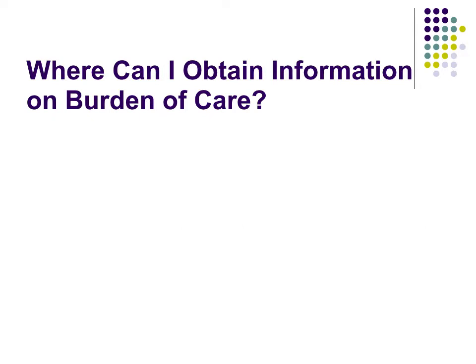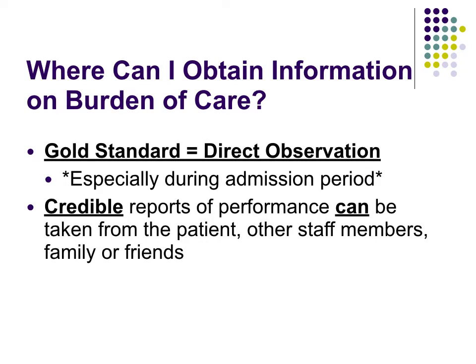So where can information be obtained on burden of care? The gold standard is going to be direct observation, especially during the admission period. We want to establish a baseline for the patient. So as much as possible, we want to observe activities occurring, and we don't want that to be skewed by what the patient or the family thinks that the patient should be able to do as compared to what they're actually doing. Credible reports of performance can be taken from the patient, other staff members, families, or friends.